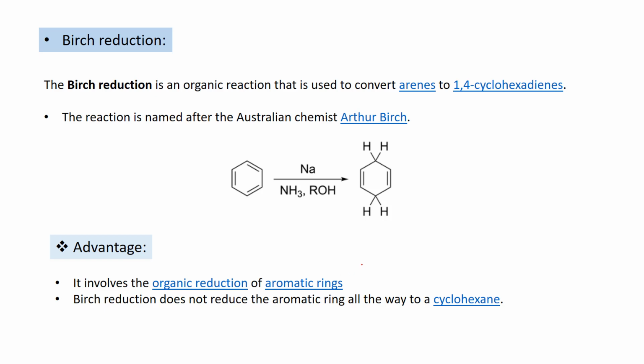Aromatic rings are highly stable. You know that they are very reluctant to react in any chemical condition, but by this process we can reduce the aromatic ring. Birch reduction does not reduce the aromatic ring all the way to cyclohexane. It can perform reduction to cyclohexadiene, but it can't reduce it completely to cyclohexane. It's not possible.